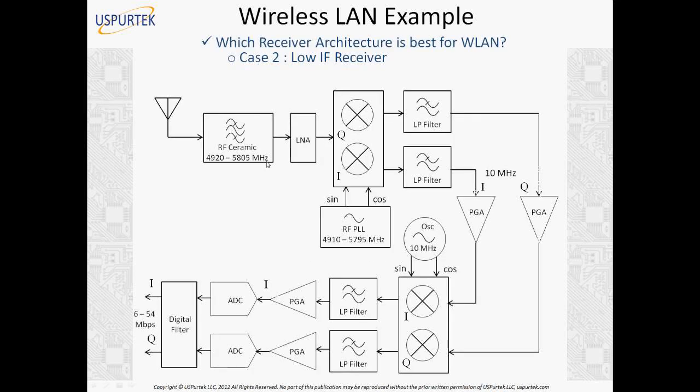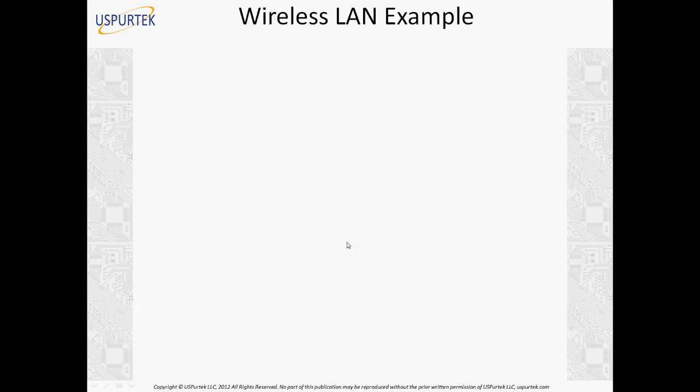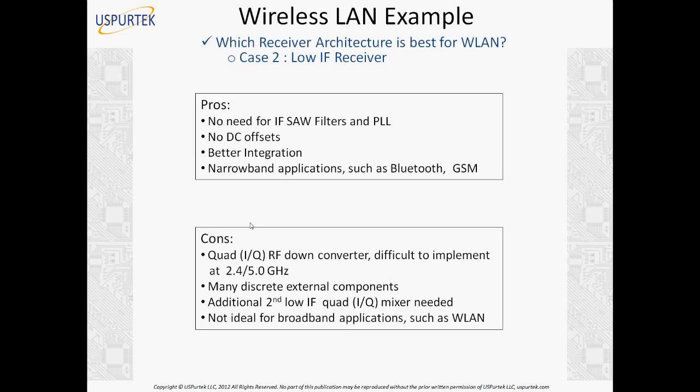So wireless LAN is a broadband application. With IF, it's narrowband. IF is more suitable for narrowband applications. So that's why the low IF does have applications for narrowband applications like Bluetooth and GSM, but it's not good for broadband applications such as wireless LAN or LTE.